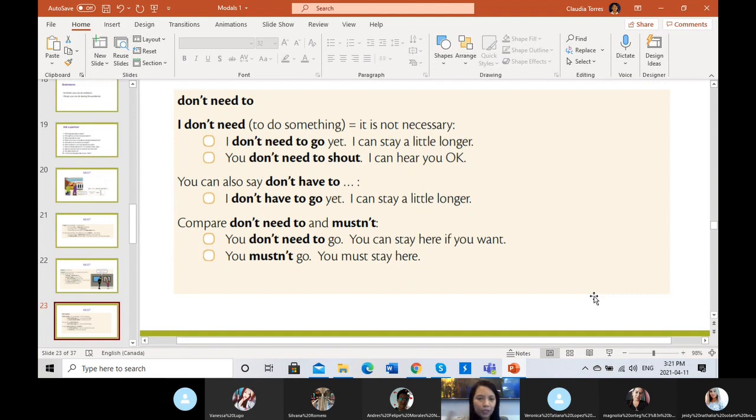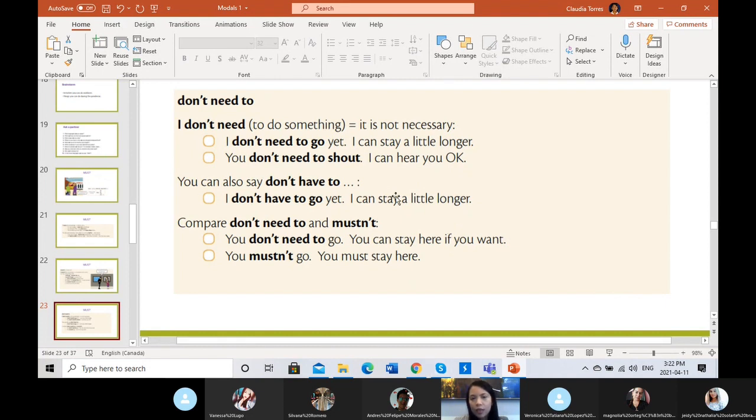You make a lot of noise with your voice. That's not good, right? So you don't need to shout. I can hear you, right? You don't need to shout. You don't need to raise your voice too much, okay? I can hear you. I can hear you okay.